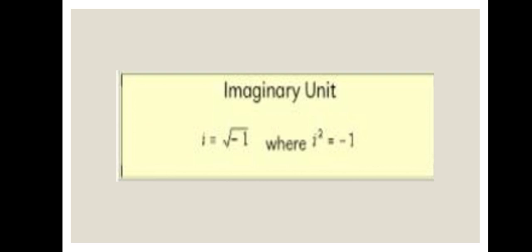So this is the definition of an imaginary number. From here on out, anytime that you have the square root of negative 1, you can simply write it as i, and anytime you have i squared, you can simplify it as negative 1.